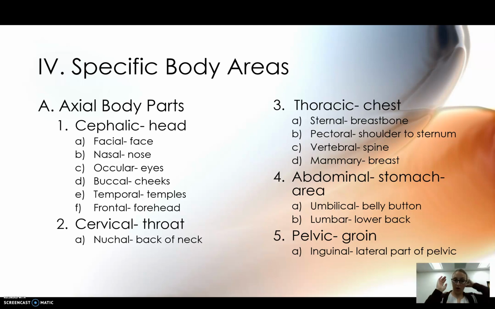Cervical, you have the throat, but then you also have the back of your neck right there, which is actually called nuchal. Thoracic is chest, with your sternal, because this is the sternum. Pectoral is the muscle, so shoulder to sternum, so this region right here. Vertebral is the back, so the spine. And then mammary is breast, like mammary glands. Abdominal, you have umbilical, which is actually your belly button. And lumbar, so if you think of lumber, like a trunk, lumbar is your lower back. And then pelvic is your groin, but inguinal is the lateral part of the pelvic, so it's kind of like your hips.